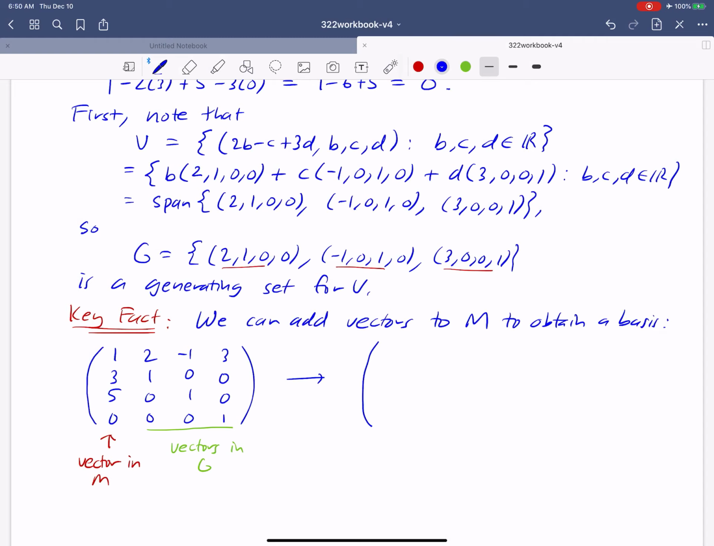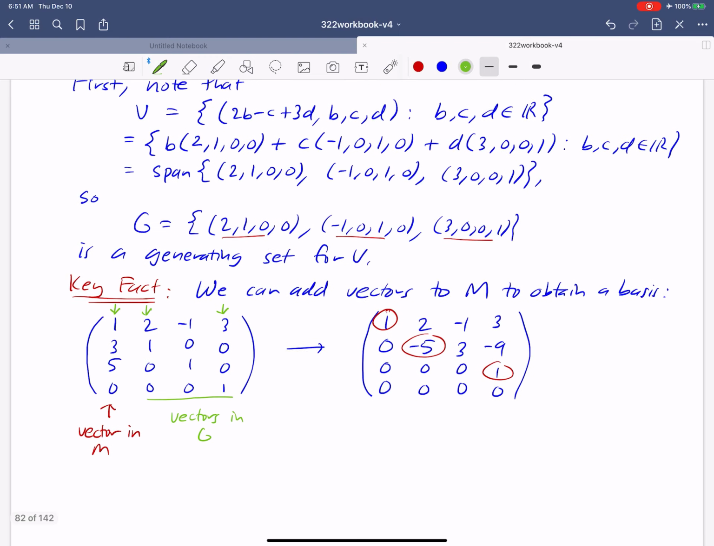All right, so if we do the row operations here, and I'm using a calculator to do this, here's what the reduced matrix looks like. Okay, (2, -5, 0, 0), (-1, 3, 0, 0), and (3, -9, 1, 0). All right, and we go ahead and circle our pivot positions: 1, -5, and 1. Notice that this picked out three columns for us, the first, the second, and the fourth. And so what we need to select to get our basis are the first, second, and fourth columns of our original matrix.